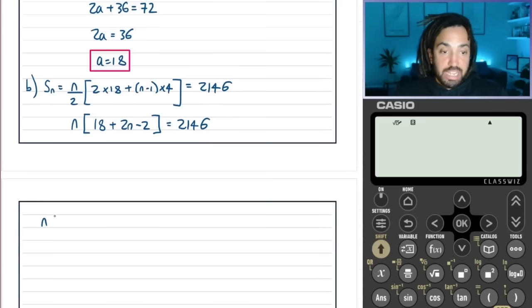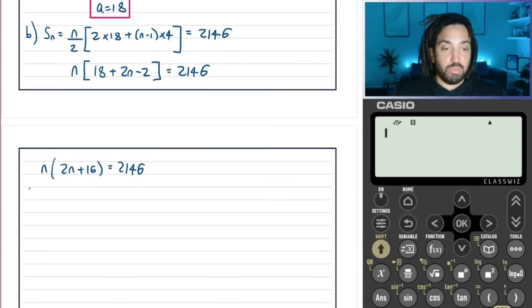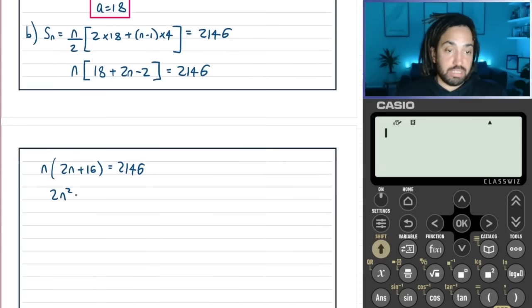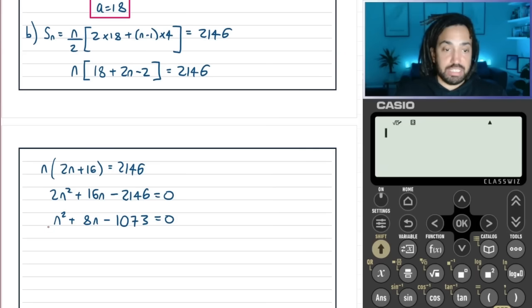So we can then say n, and then we have 2n, and we've got 18 minus 2 is 16, like so. We can then expand this, and we can also minus over that, and then we can divide through by 2 because it's equal to 0, and dividing by 2 gives us 1073. Perfect, and that is as required.